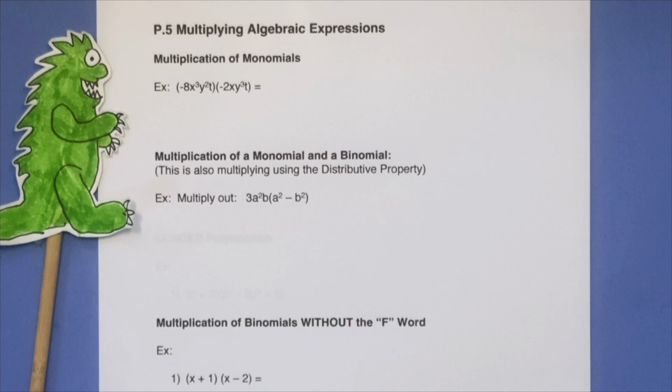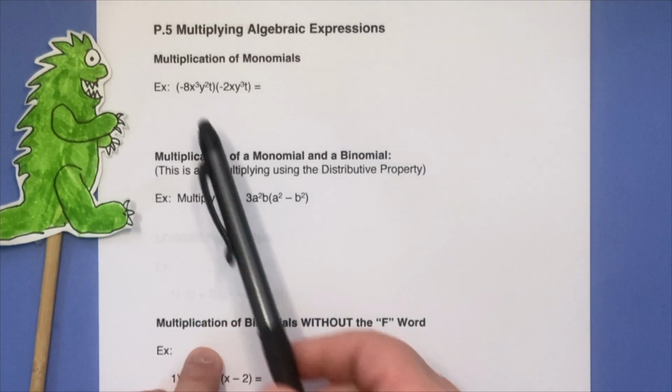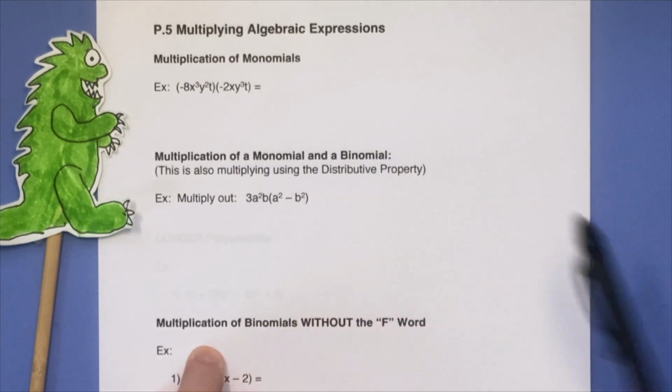Yay! So, multiplying algebraic expressions basically means we've got to learn to multiply stuff that's got variables in it in addition to the constants or the numbers. And the way that we approach this is according to how many terms or how many pieces there are in the algebraic expression, the little piece of algebra. So we're going to start off with multiplication of monomials.